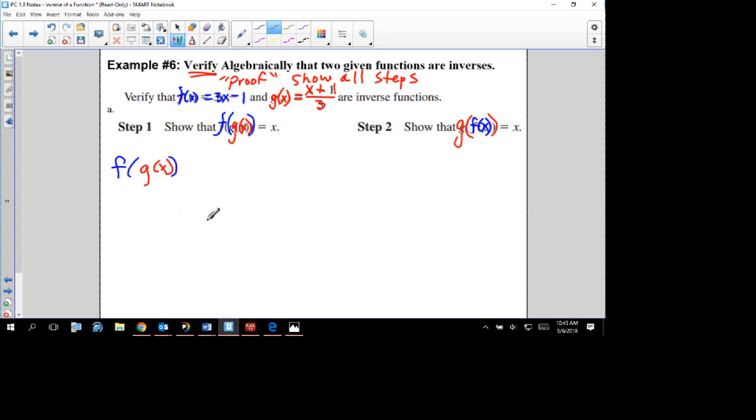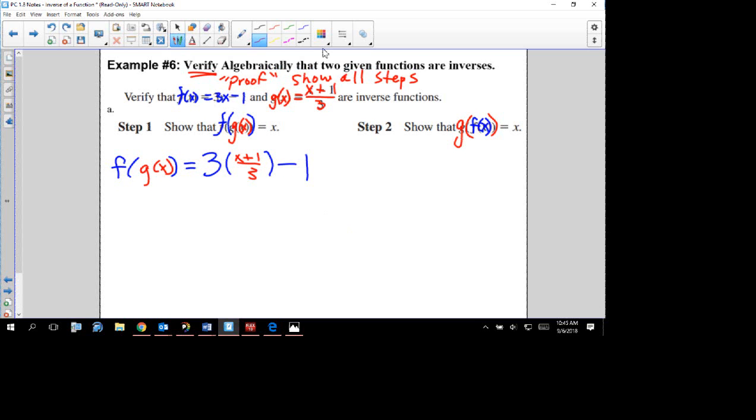g of x is equal to, so now I'm going to put one of them inside the other. I'm going to take the f equation, which is 3x minus 1, and wherever I see an x, I'm going to put in g of x. So I'm doing 3 parentheses g of x minus 1. G of x is x plus 1 over 3. So I'm putting the g of x inside of the f of x equation instead of x.